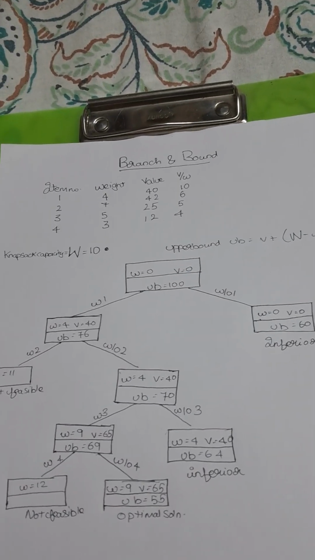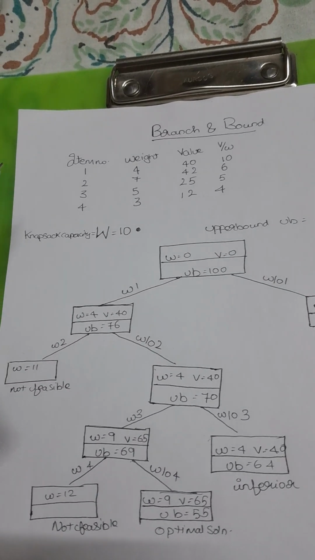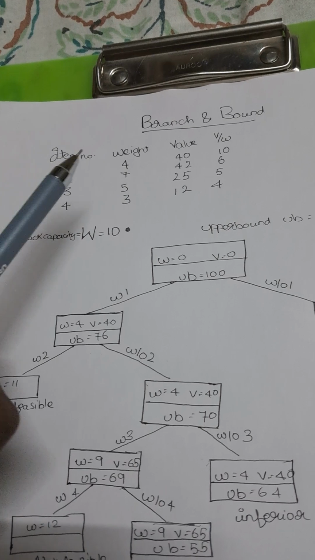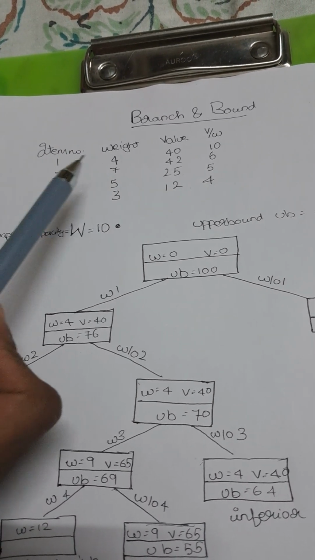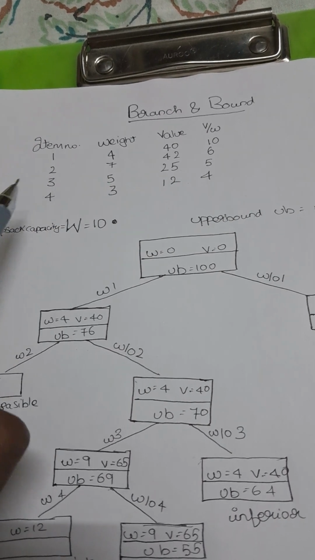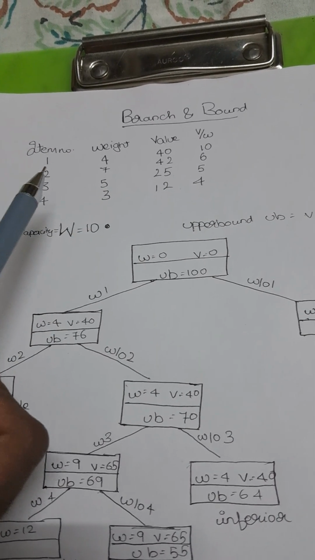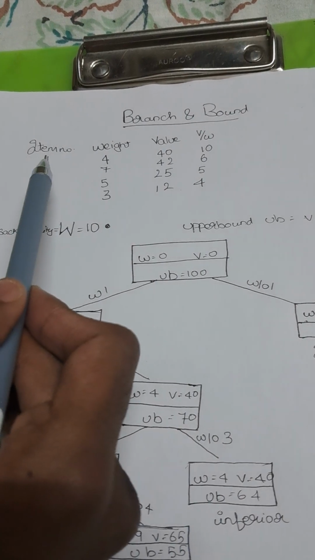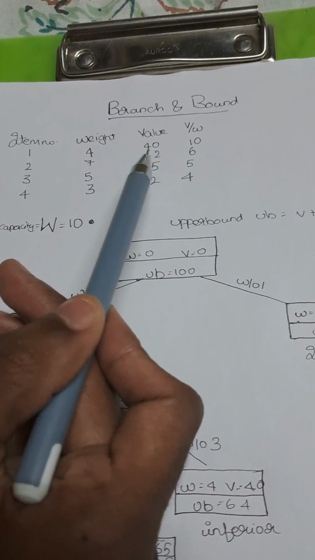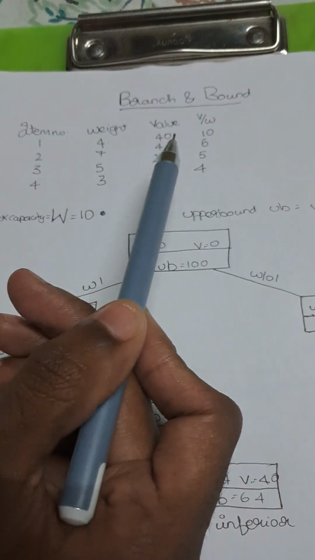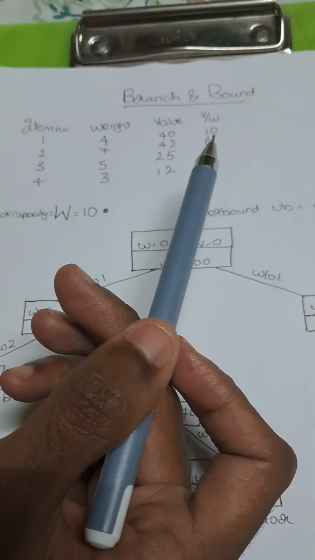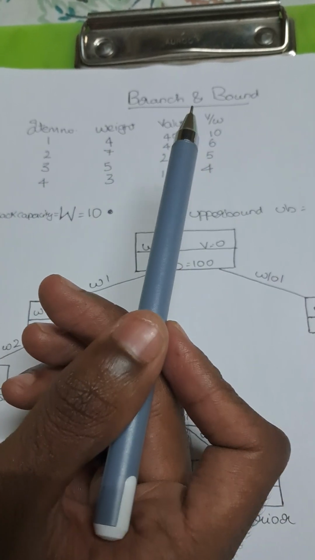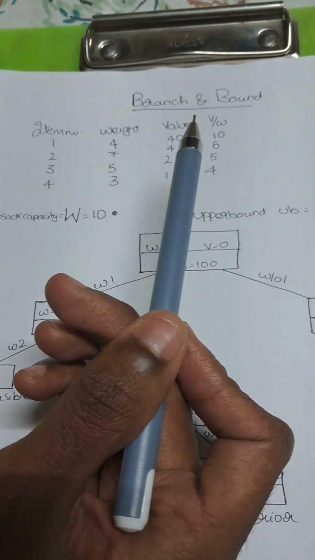Here is an example. First, we have four items with their weight. The weight of item 1 is 4, weight of item 2 is 7, weight of item 3 is 5, and weight of item 4 is 3. And we are given their values. The value of item 1 is 40, item 2 is 42, item 3 is 25, and item 4 is 12. The first thing we have to do is calculate value divided by the weight for each item.